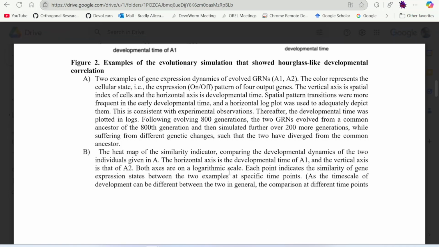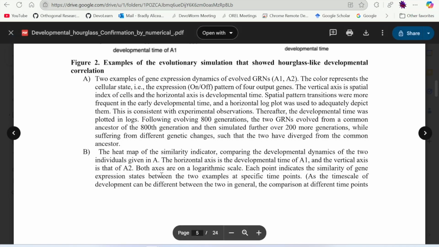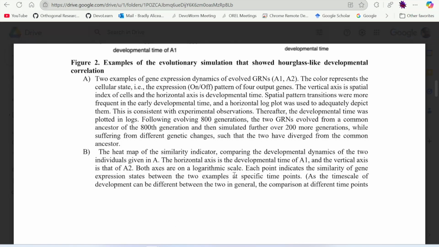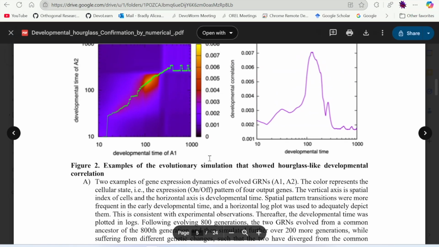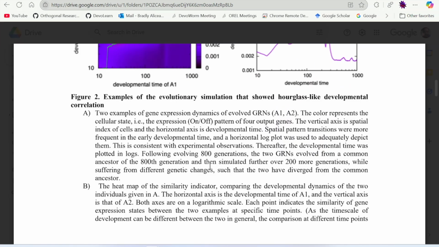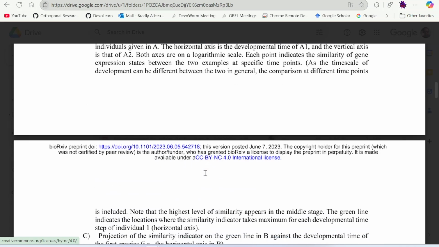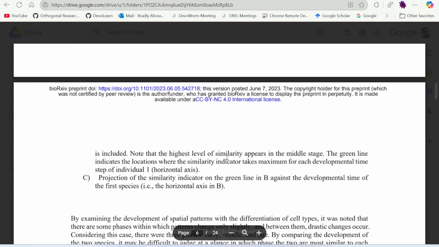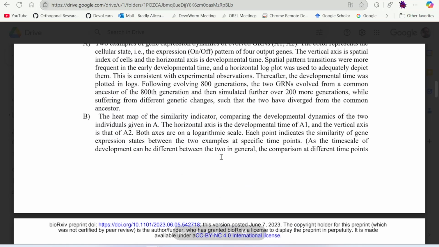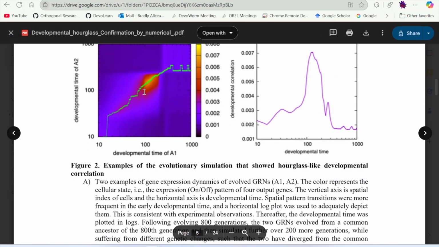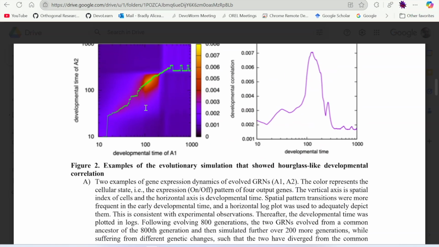Both axes are in a logarithmic scale. Each point indicates the similarity of gene expression states between the two examples at specific time points. As the time scale of development can be different between the two in general, the comparison at different time points is included. And so the highest level of similarity appears to be in the middle stage, which is this area of the heat map here.